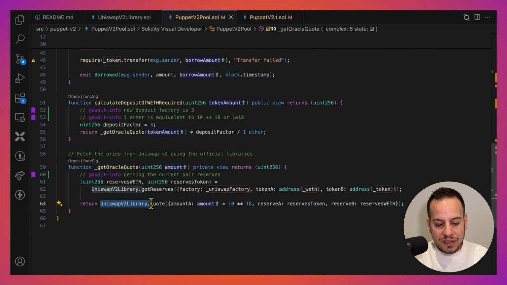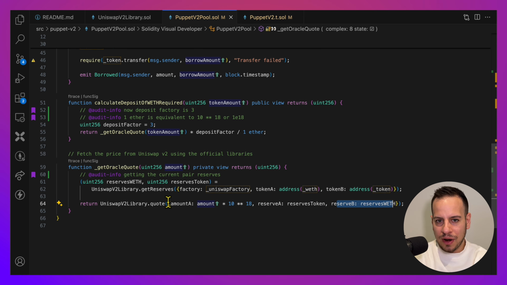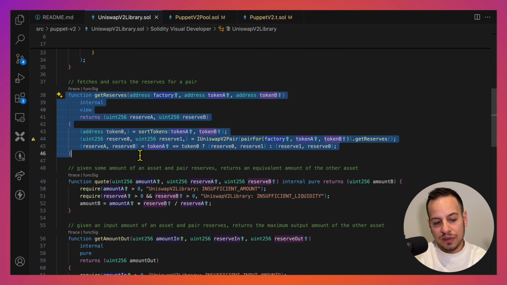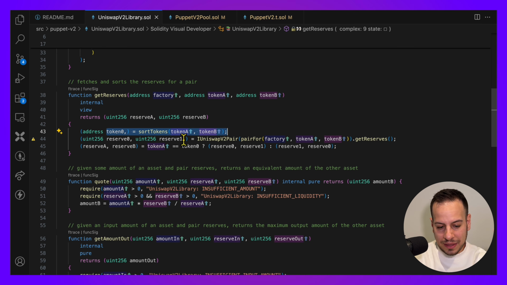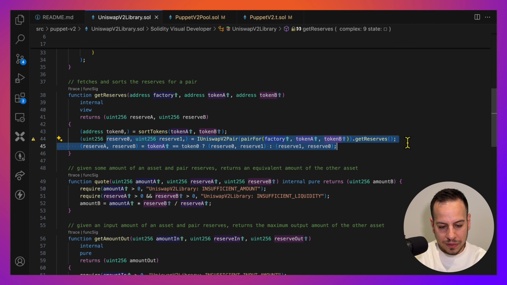Then we use the Uniswap V2 library, the function quote, by essentially passing the amount that we want to convert from one token to another, the reserves of token A and token B, and then we get the quote, or in other words, the price of the token in the form of the other token. As we can see here, getReserves in the library essentially just returns the reserves. It sorts the tokens by the addresses, gets the reserves from the pair storage, and just returns them.